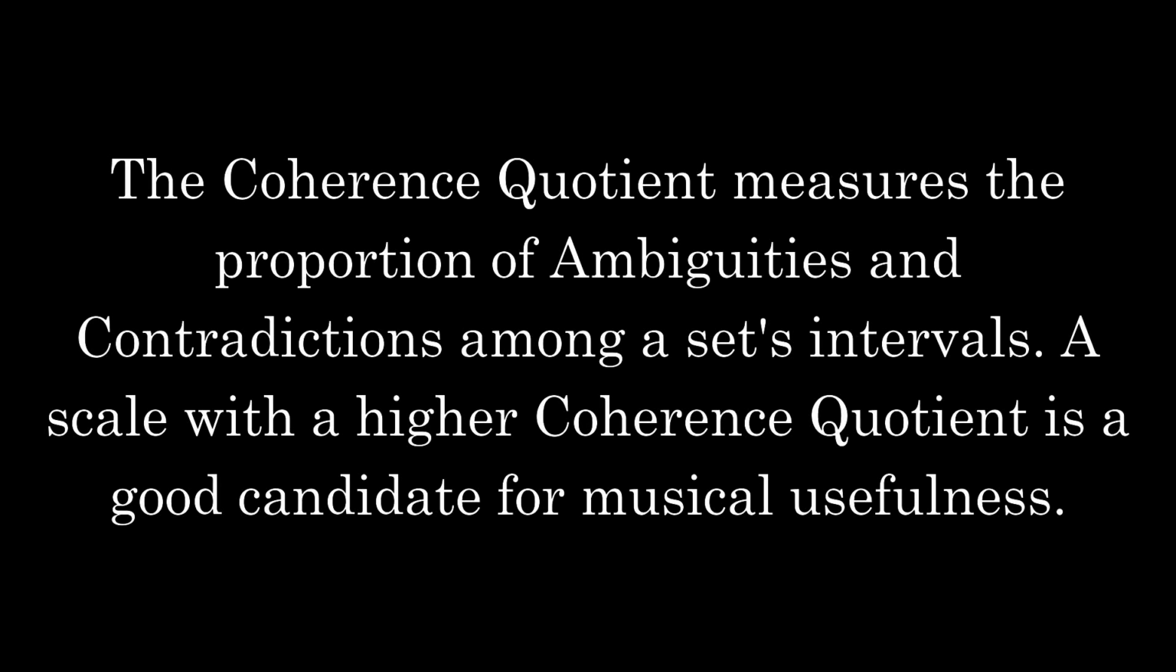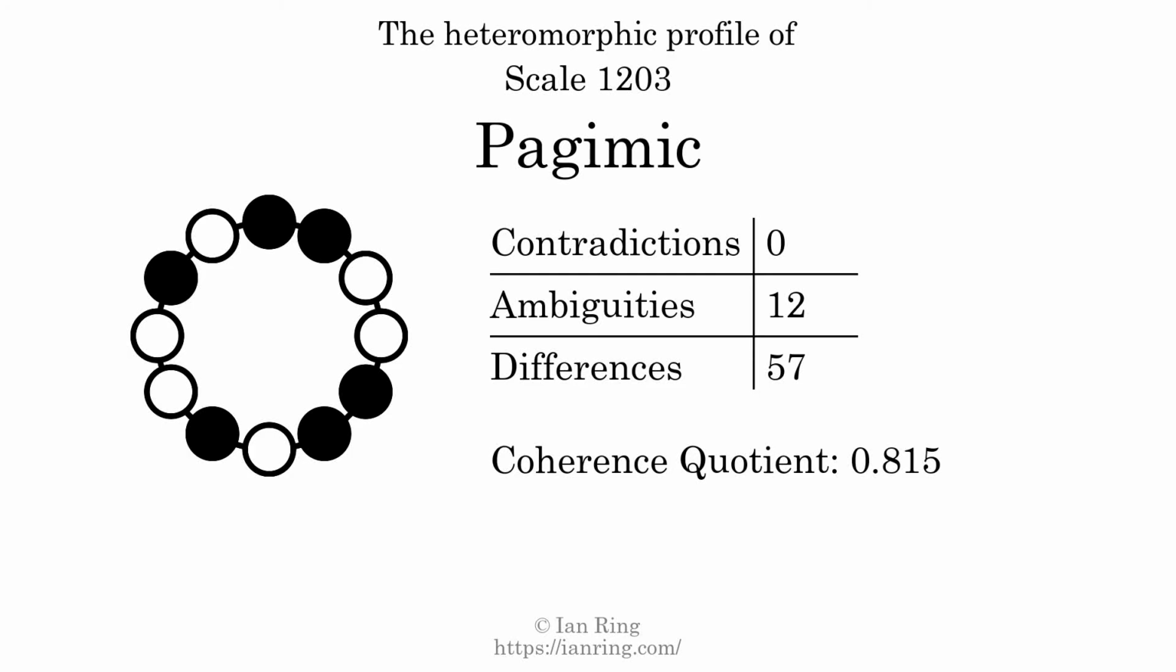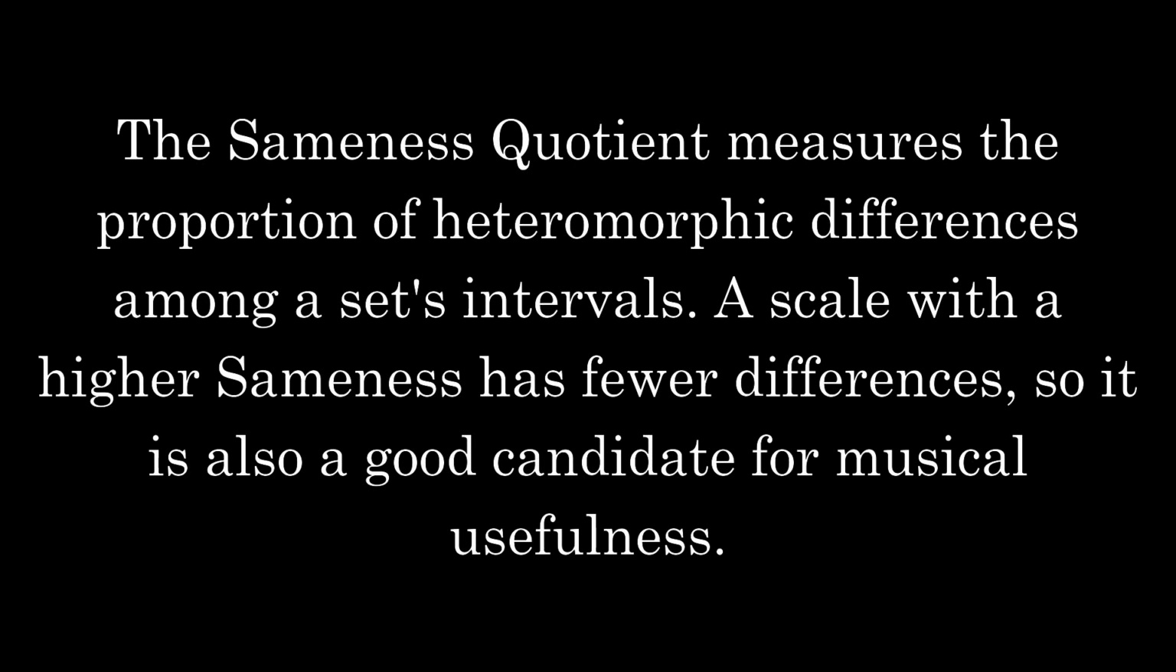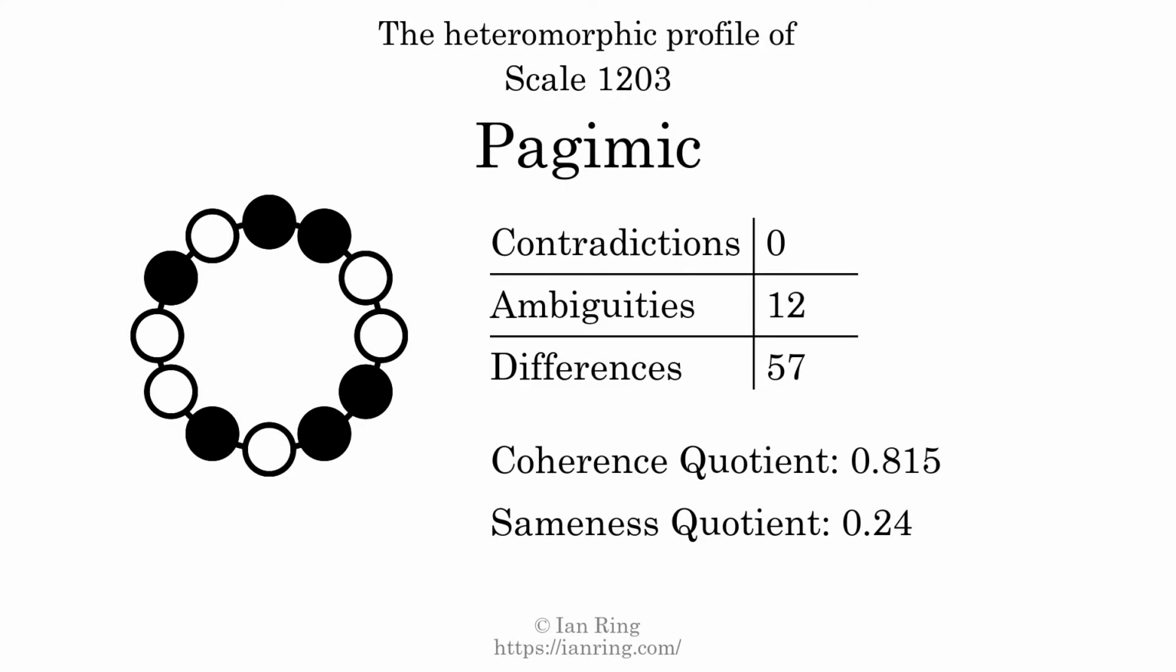The coherence quotient measures the proportion of ambiguities and contradictions among a set's intervals. A scale with a higher coherence quotient is a good candidate for musical usefulness. The coherence quotient is 0.815. The sameness quotient measures the proportion of heteromorphic differences among a set's intervals. A scale with a higher sameness has fewer differences, so it is also a good candidate for musical usefulness. The sameness quotient is 0.24.